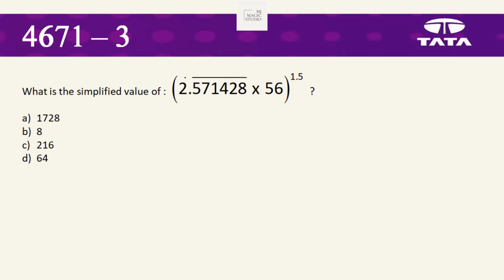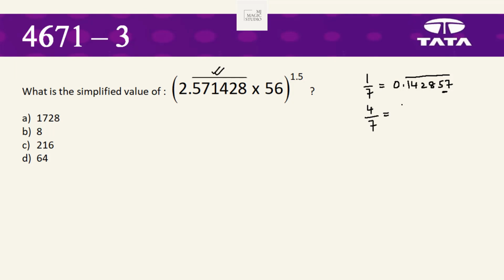What is the simplified value of this given expression? As we can see, there is a bar on these 6 digits. That means 571428 is recurring. And we must be familiar with this recurring part. This is nothing but 1 by 7, which is 0.142857 recurring. These 6 digits recur for 1 by 7, but it is starting from 57. Fine. So 57 it is starting, that means it is 4 by 7.